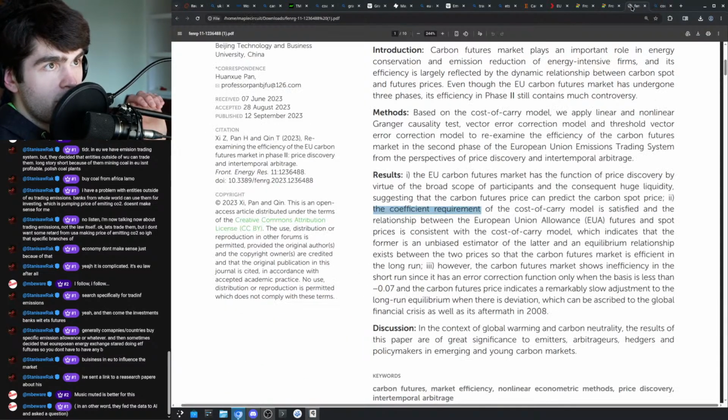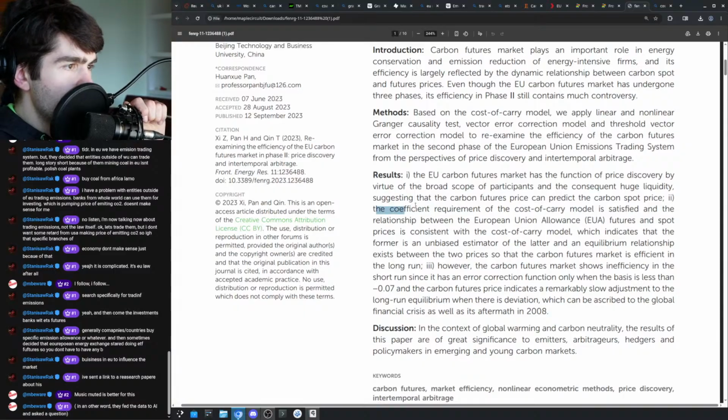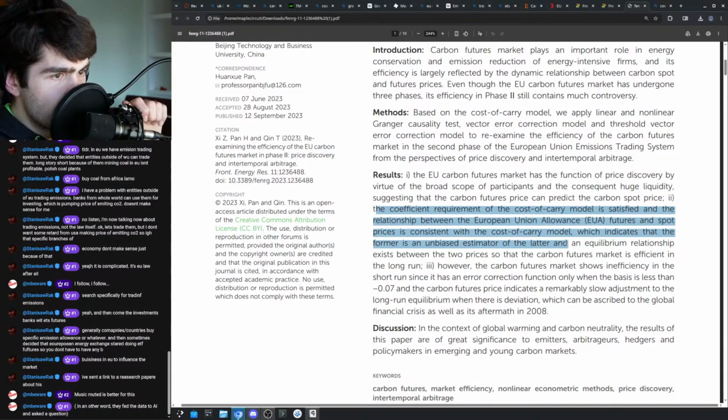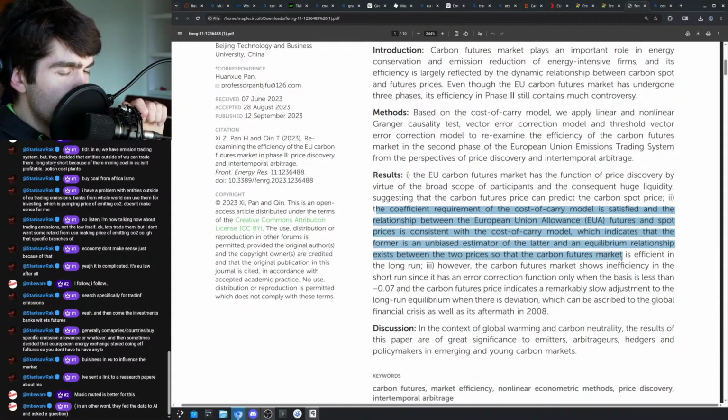Okay. Sadly, I'll have to guess this one. The coefficient requirement of the cost of carry model is satisfied, and the relationship between the European Union allowance future and the spot prices is consistent with the cost of carry model, which indicates that the former is an unbiased estimator of the latter, and an equilibrium relationship exists between the two prices, so that the carbon futures market is efficient in the long run.